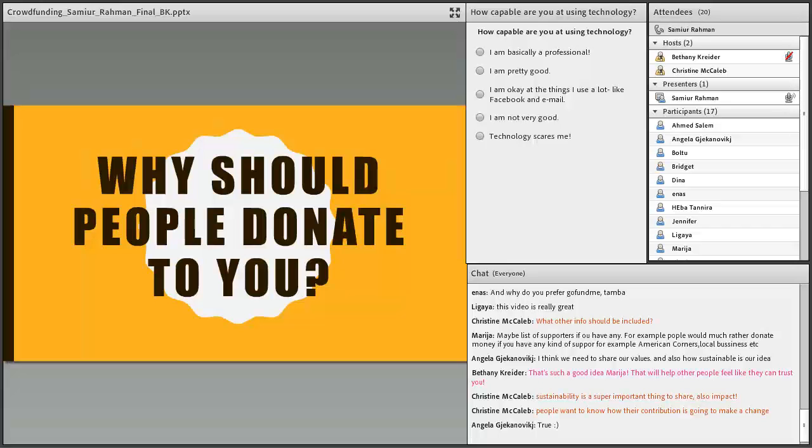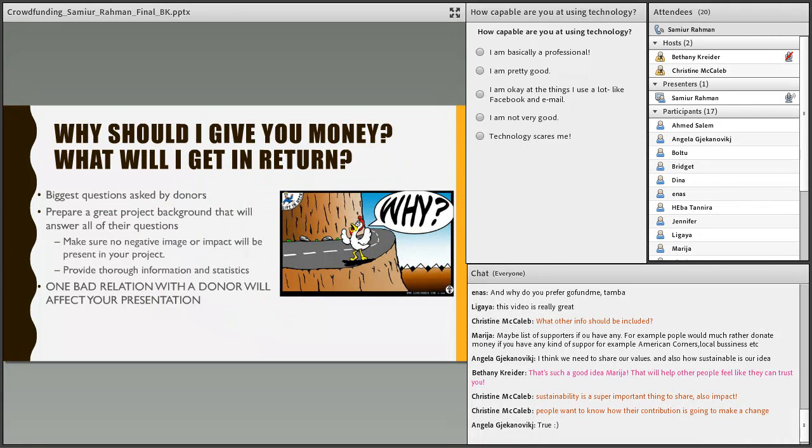So why should people donate to you? If you have a project, why should I give you money? That's the whole idea about crowdfunding. So what will I get in return if I give you the money? This is a question we got from every donor we got money from. Even if they're interested in giving a large sum or a small one, doesn't matter, they're going to ask you why they should give you money. So you need to make sure your project has a really good background with information, pictures, and resources.